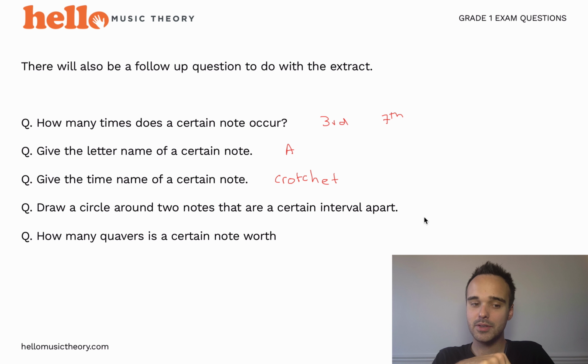And then lastly, they'll ask you things like how many quavers is a certain note worth. So they might, at the end of the extract or anywhere in the extract, have a semibreve or a minim, and they might ask you how many quavers is a semibreve or a minim worth. And so a minim would be worth 4 quavers. Semibreve would be worth 8 quavers, but they might also say semiquavers. So they might say how many semiquavers is a minim worth, how many semiquavers is a dotted crotchet worth. It could be any of these, but I've narrowed it down to those 5 different variations.